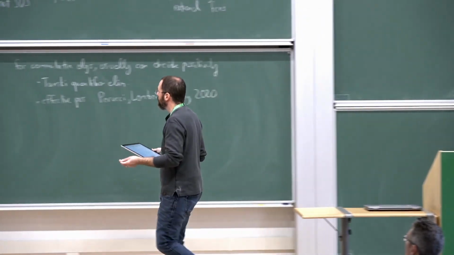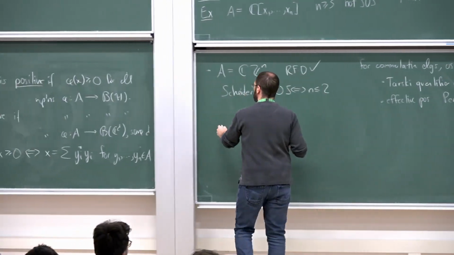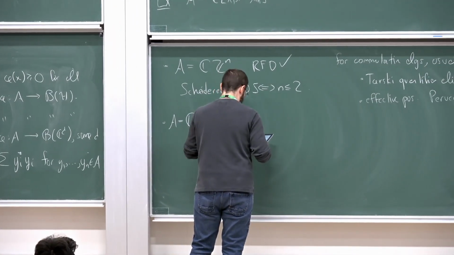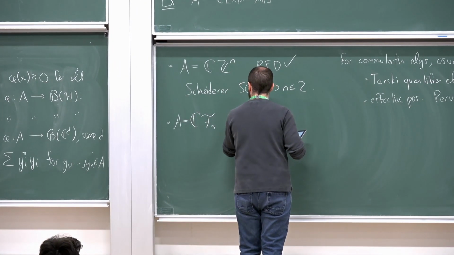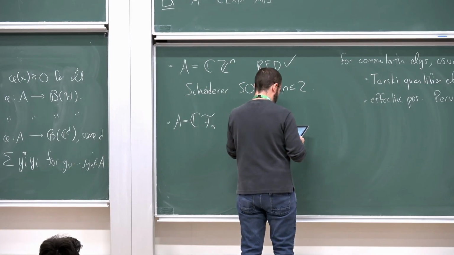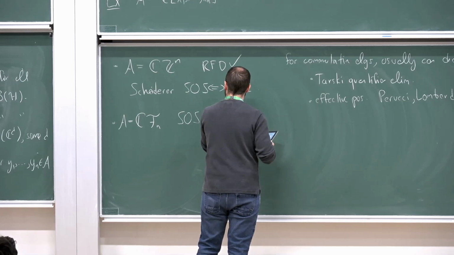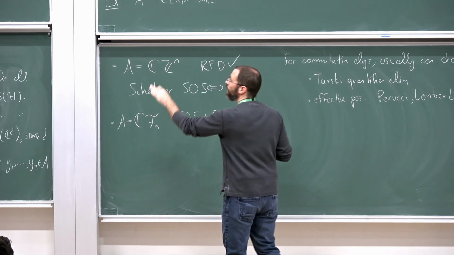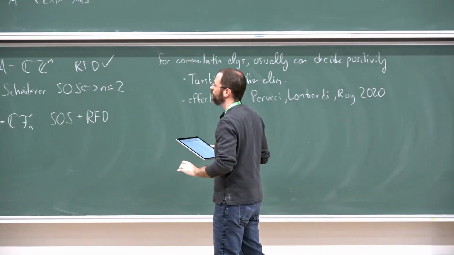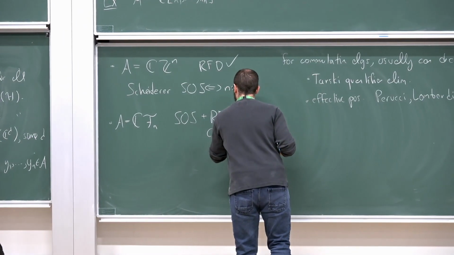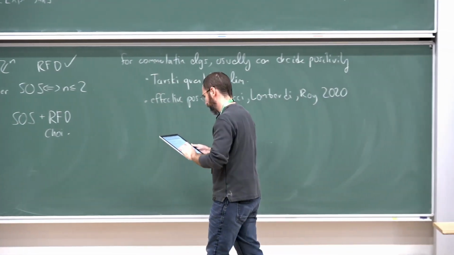And then, well, what about non-commutative algebras? We've already seen one example. Okay, so let's go back to this one, the free group. So this is SOS and also RFD. We saw the SOS result there is due to Bakonyi and Timotin, and I think RFD is actually due to Choi, if I remember that correctly.